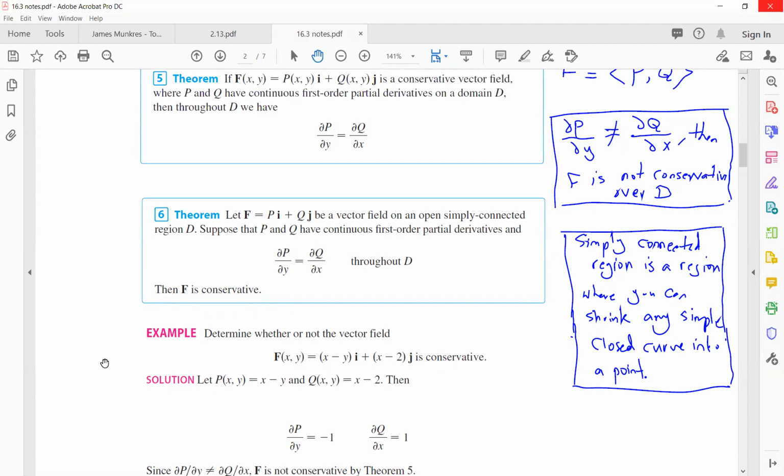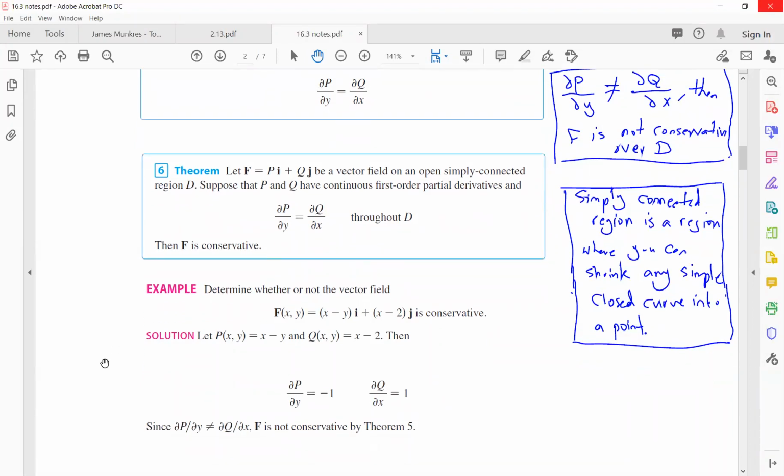Okay, let's begin by finding the partial derivative of P with respect to y and the partial derivative of Q with respect to x. Partial derivative of P with respect to y is equal to -1. Partial derivative of Q with respect to x is equal to +1. Since -1 is not equal to 1, it means that your vector valued function F is not conservative.